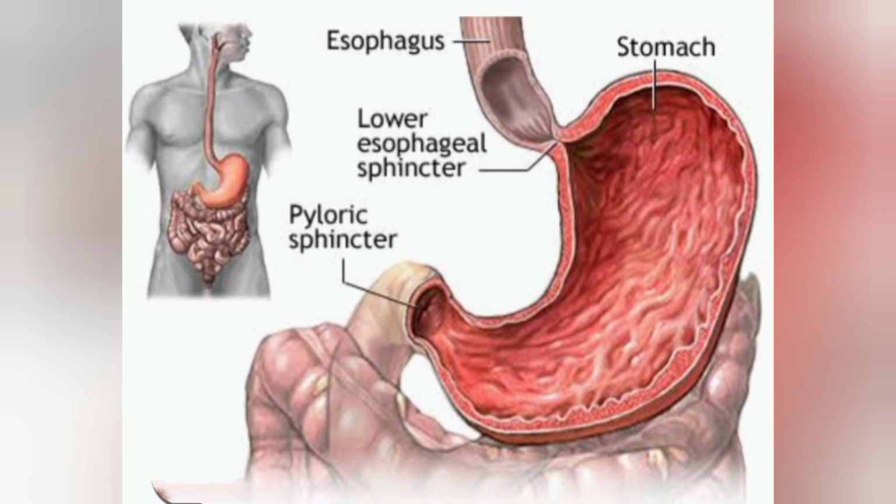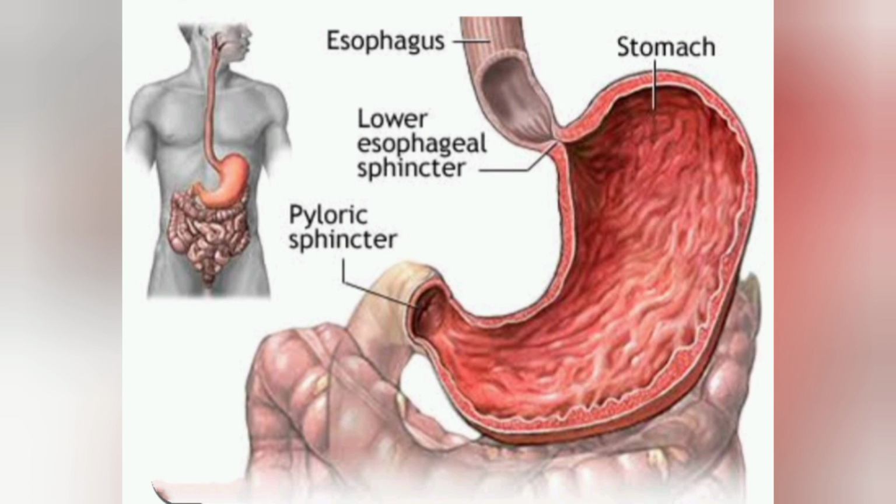As you can see in the picture, the lower esophageal sphincter is between the lower portion of the esophagus and the upper portion of the stomach. And about the function of the lower esophageal sphincter, it regulates passing of food from the esophagus into the stomach, and also it prevents the contents of the stomach re-entering the esophagus.